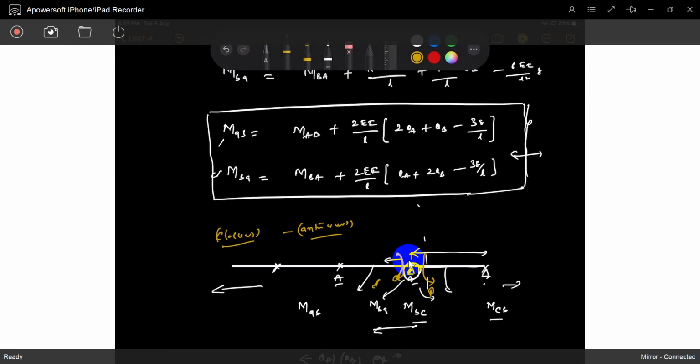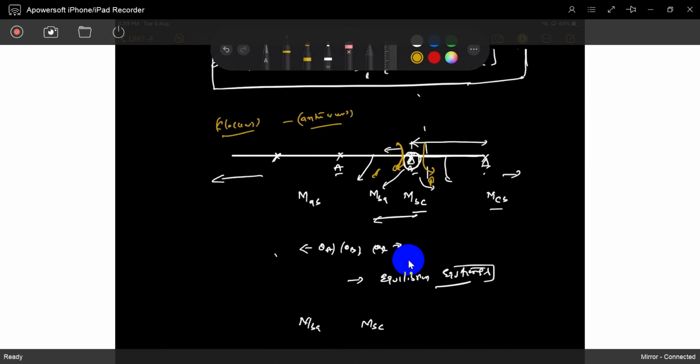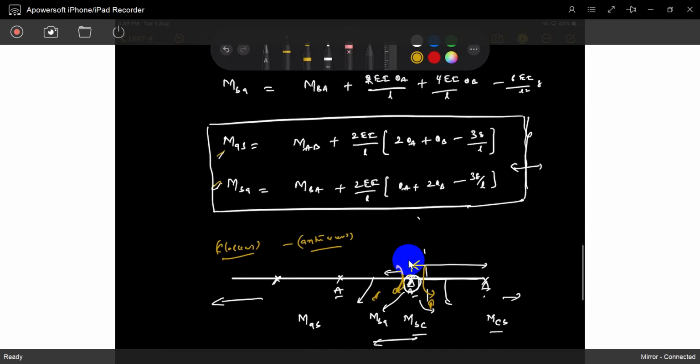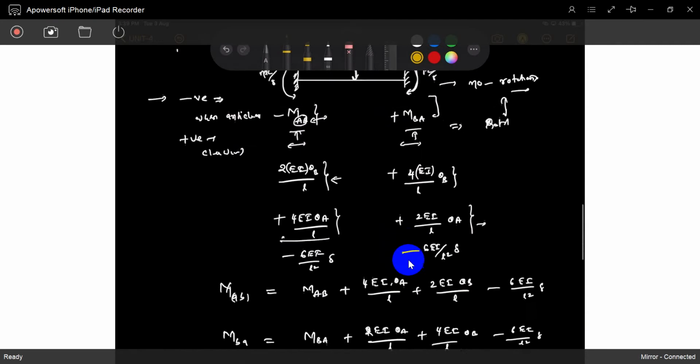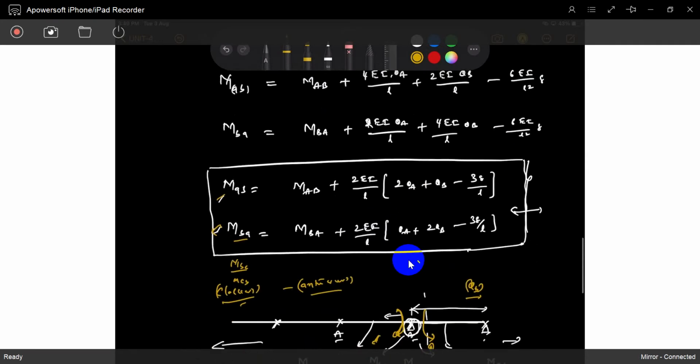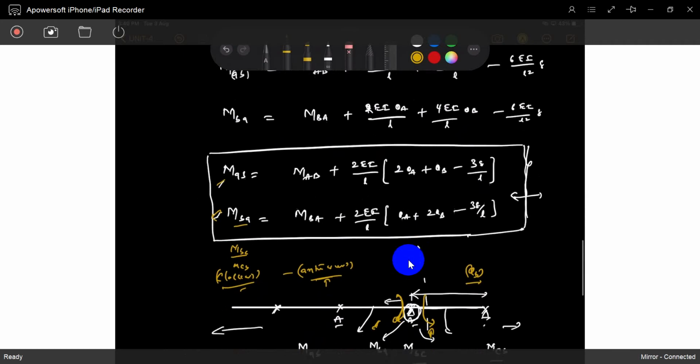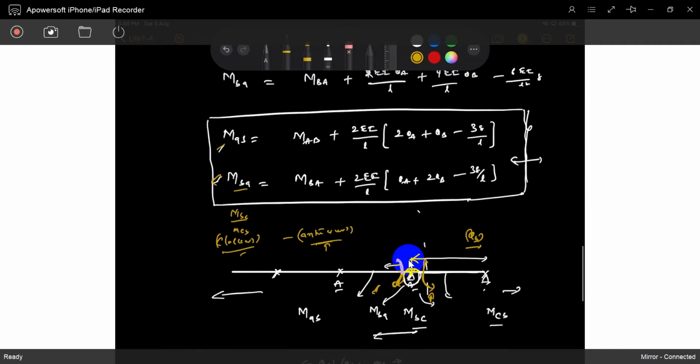At the joint there is only one. So MAB and MBA both are equal, but they give opposite signs. If you solve like this, MAB and MBA, and next MBC and MCB, MAB and MBC both are equal, because we calculated the moment at joint B. Joint B has only one slope, theta B. But we take clockwise as positive, anti-clockwise as negative, so one will be positive, one negative.